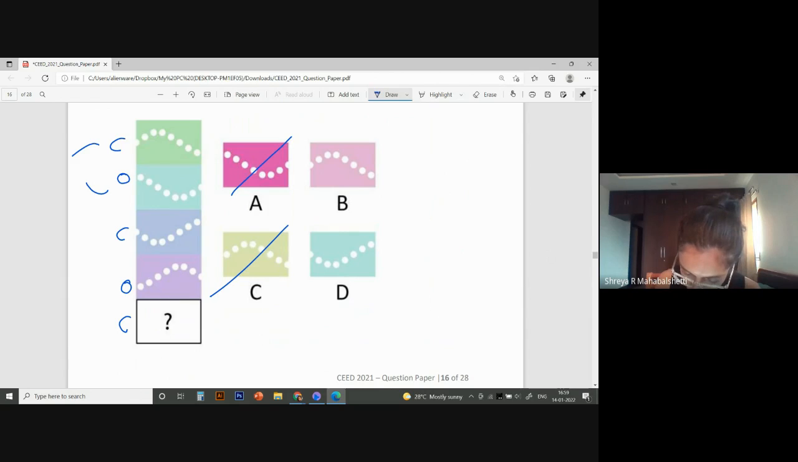Okay, wait, let's not do that. I think if this is upward, the alternate has half a curve, right? So this is downward. Hence this will be upward. So B is the answer.